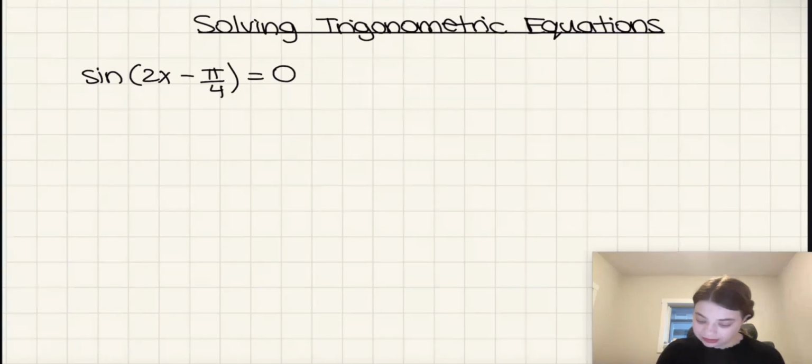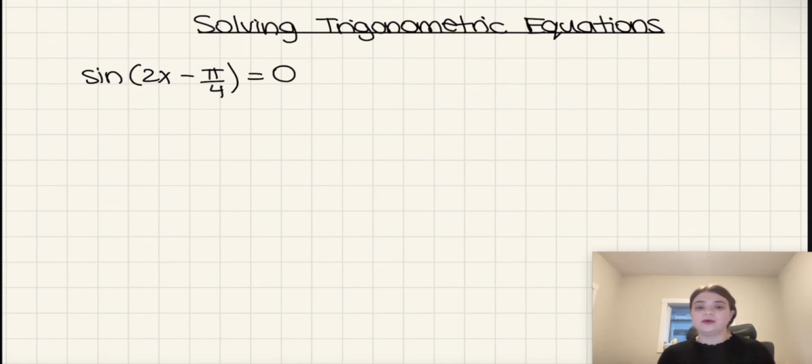Okay, so first things first, this is basically saying that the trig ratio, sine of 2x minus pi over 4, is equal to 0. So we need to find out where would that be the case? Where would sine of something be 0? Normally, I would say we should use our special triangles, but 0 is actually not part of the special triangles.